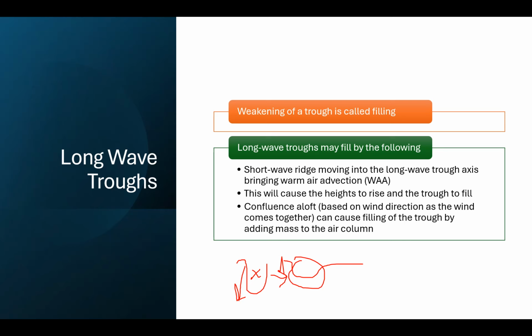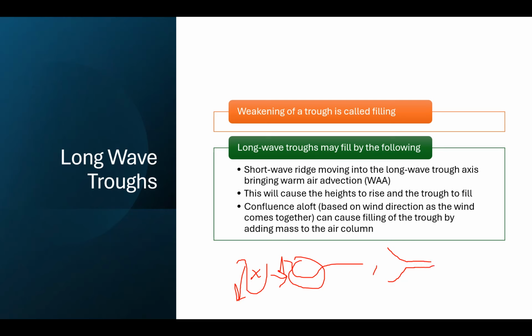So we have a shortwave ridge that moves into the long wave trough axis. That brings warm air advection. We don't want that for a trough. This causes heights to rise. That trough is going to fill because we're basically adding upper level convergence to the column. More mass to the column when the heights rise. Confluence aloft, that's based on wind direction as the wind comes together. It can cause filling of the trough. You're again adding mass to the top of the air column. So an example of confluence is when two wind directions kind of blow towards each other.